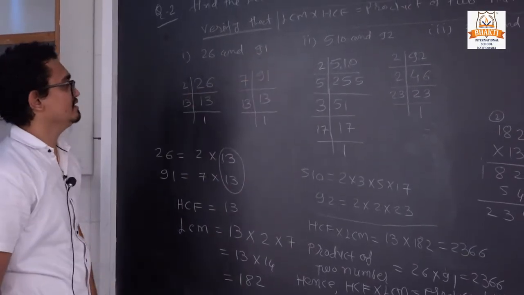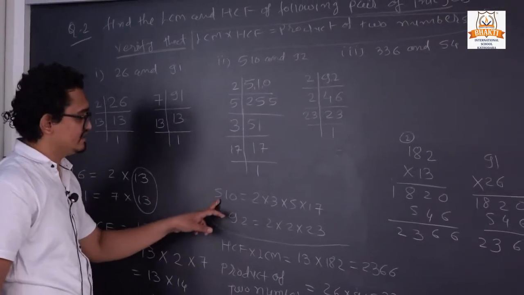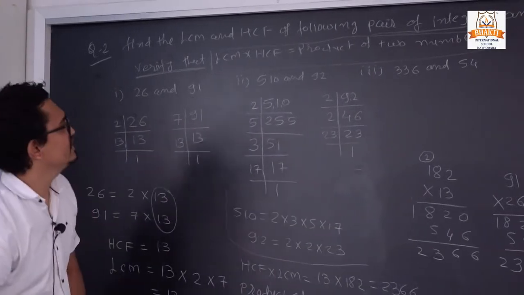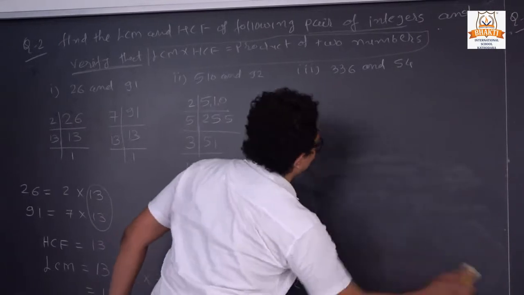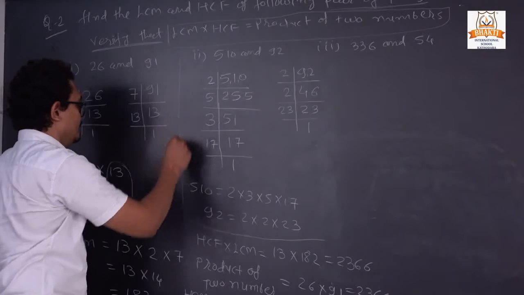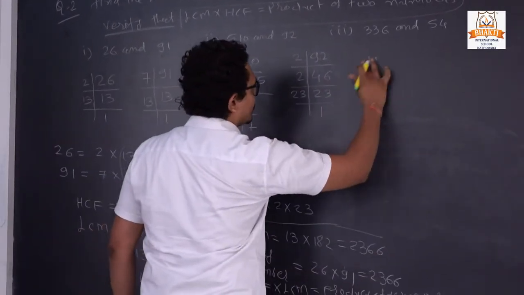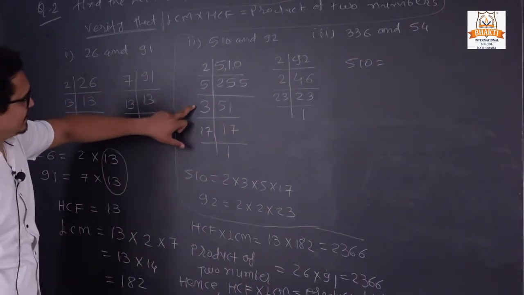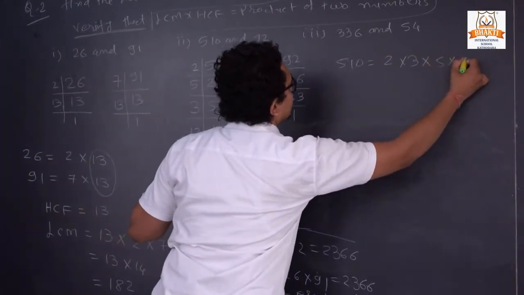Now we are going to start our question number 2. We have already found its factors. Now we want to find out its HCF and LCM, and then we can also verify that the product of two numbers is equal to LCM into HCF. So first of all, I can rough it. Now next, first of all we can write 510 is equal to 2 into 5 into 3 into 17. So we can write in sequence 2 into 3 into 5 into 17.